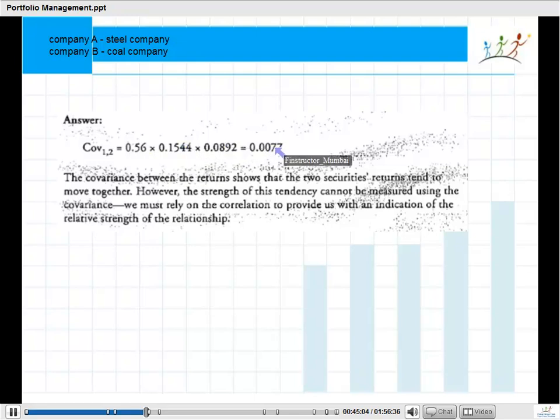Now what can you say from covariance? Is it a strong positive relationship? Is it a strong negative relationship? I can say it's a positive relationship, it's not negative. But can I say is it strong or not? Not really. I don't know whether this number is high or low. That is why I need to compute correlation. Correlation will tell me if the relationship is strong or not.